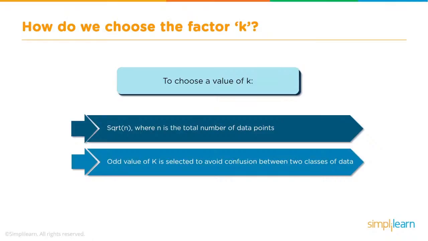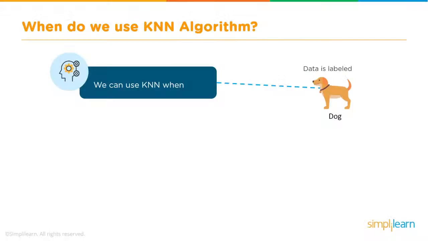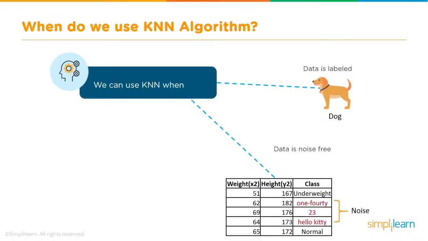It works very well. When do we use KNN? We can use KNN when data is labeled. So you need a label on it. We know we have a group of pictures with dogs, dogs, cats, cats. Data is noise-free. And so you can see here, when we have a class and we have like underweight, 140, 23, Hello Kitty, normal, that's pretty confusing. We have a high variety of data coming in, so it's very noisy, and that would cause an issue.